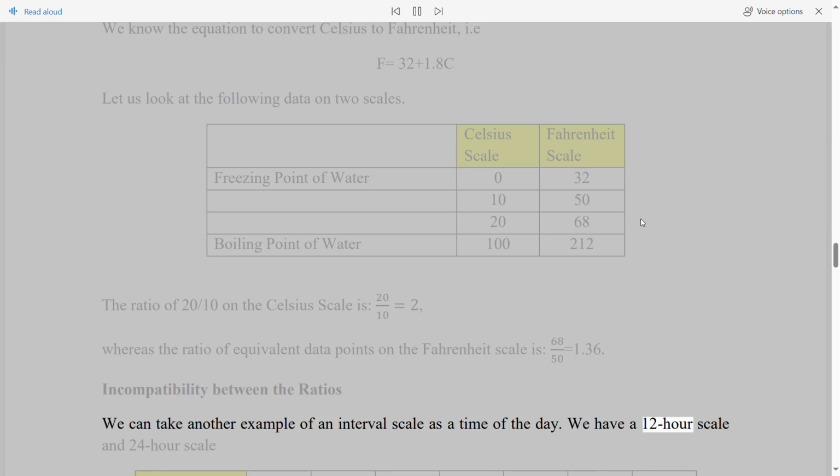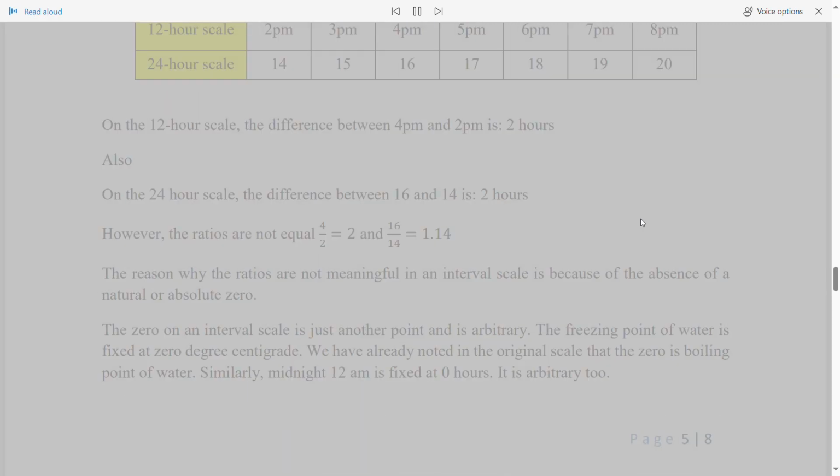We have a 12-hour scale and a 24-hour scale. On the 12-hour scale: 2 PM, 3 PM, 4 PM, 5 PM, 6 PM, 7 PM, 8 PM. On the 24-hour scale: 14, 15, 16, 17, 18, 19, 20.